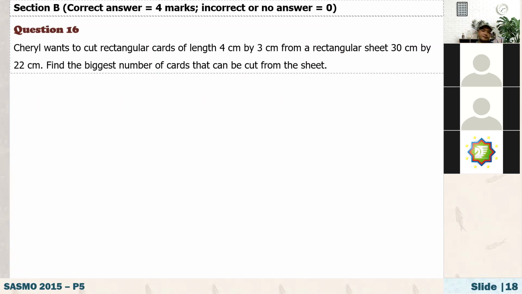Aydın, read the question. Cheryl wants to cut rectangle cards of 4 centimeter by 3 centimeter from a rectangle sheet 30 centimeter by 22 centimeter. Find the biggest number of cards that can be cut from the sheet.